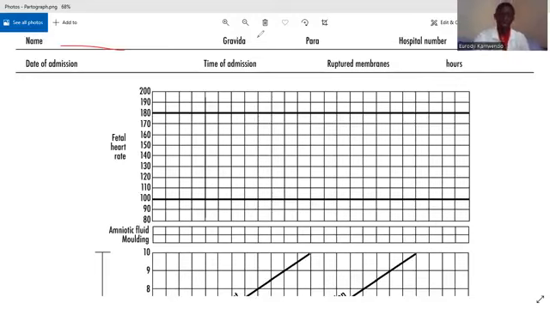So if the client has had 3 pregnancies before, and this is the 4th one, you're going to record G4. And para is the number of live births, or the number of children they have had before. So in this case, you say 3 and probably +1 because they have come with the 4th one. Then you need to fill in the hospital number, date of admission, and time of admission as well, and indicate whether the membranes are still intact or they have ruptured. Then also fill in the time at which the membranes ruptured.